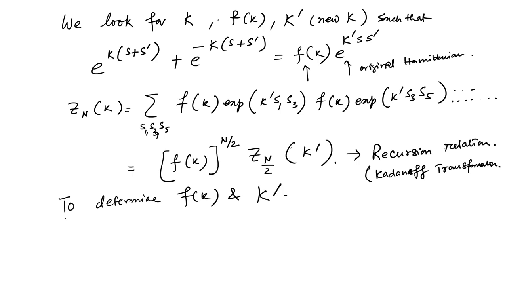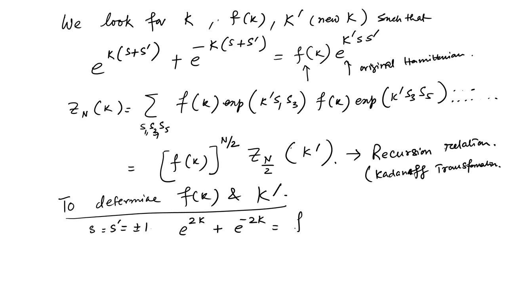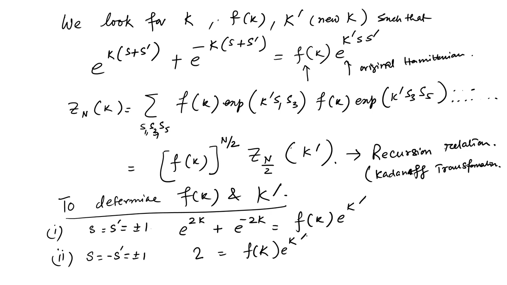Okay, how do we do that? We take the combination S equal to S prime equal to plus or minus 1. That gives us exponential 2k plus exponential minus 2k is equal to F of k and exponential k prime. And we take the other combination, S equal to minus S prime, equal to plus or minus 1. Here they have the same sign in 1, and in 2 we have opposite signs, which gives us 2 equal to F of k and e to the power k prime. Okay, so there are two equations and two unknowns.